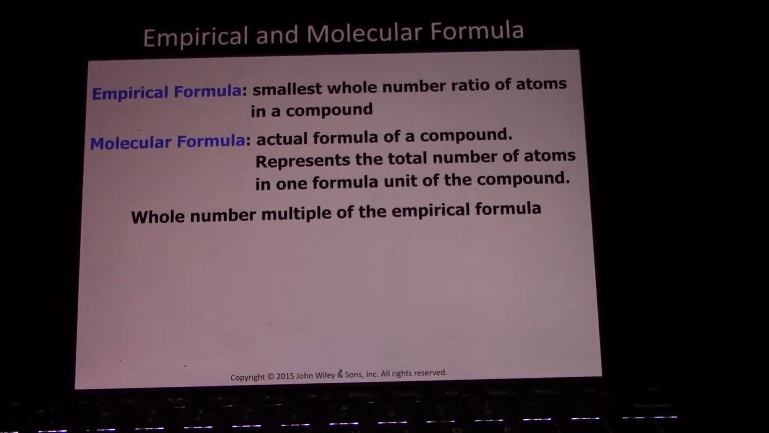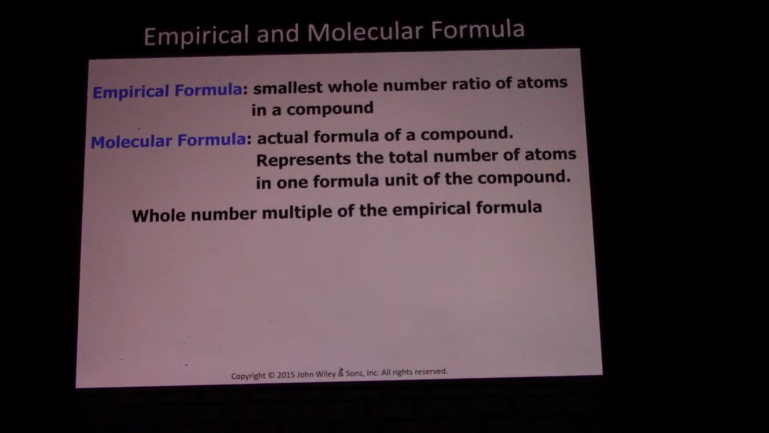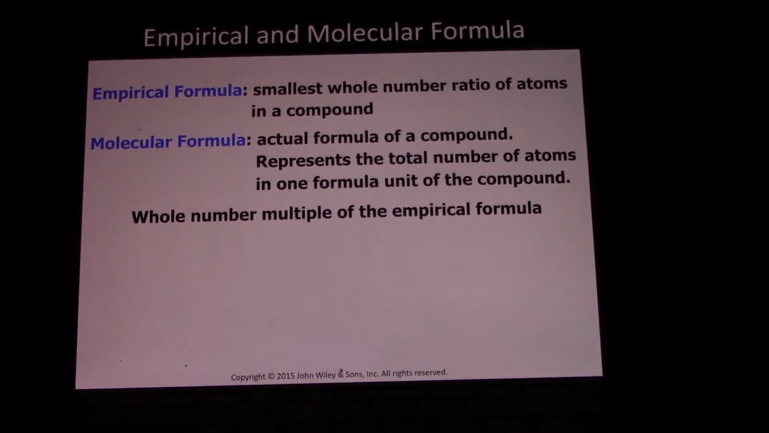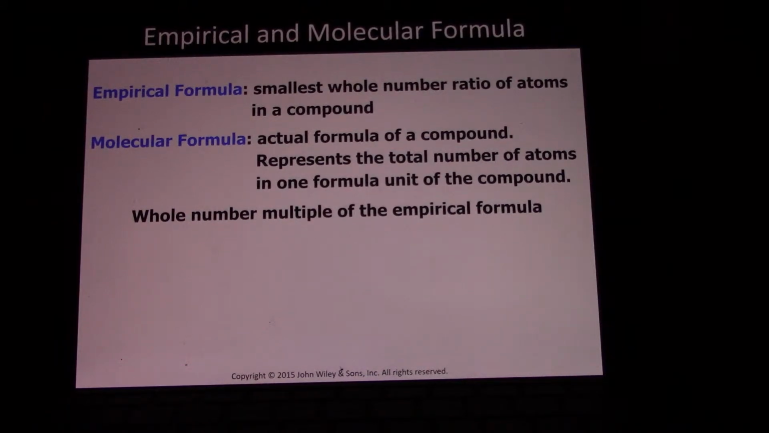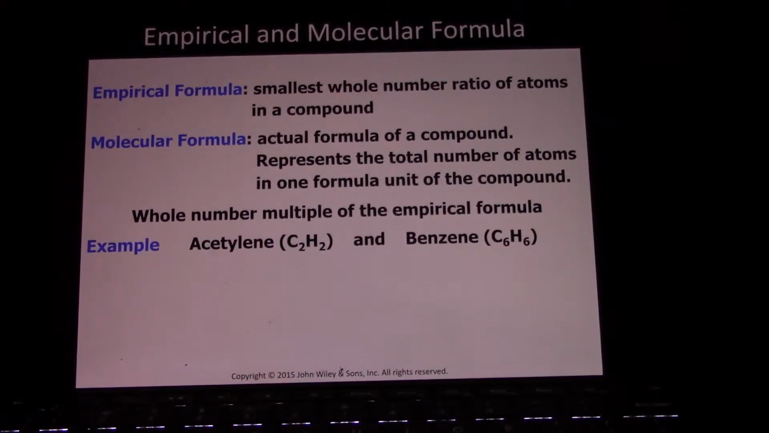The empirical formula is just the smallest whole number ratio of atoms in the compound. It is not the formula of the compound itself. That is the molecular formula. The molecular formula represents the actual formula of the compound and how many atoms of each element you would find in one molecule. The empirical formula is just the ratio.